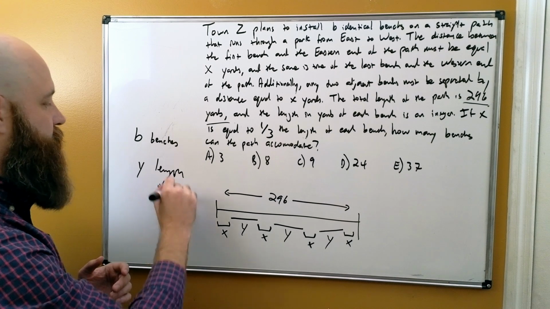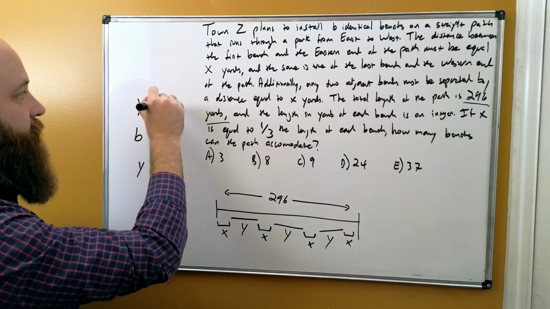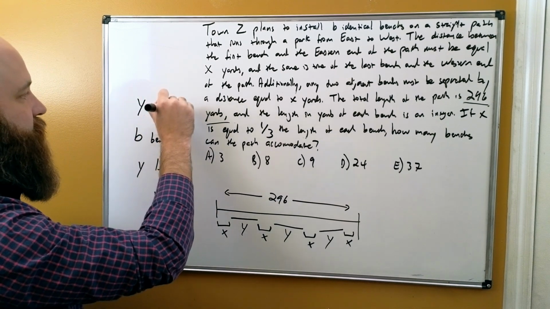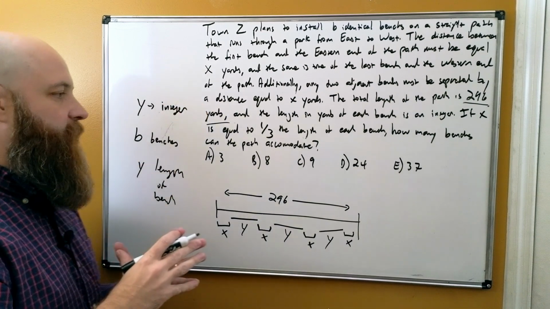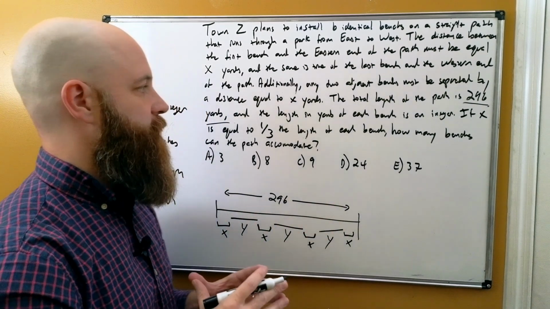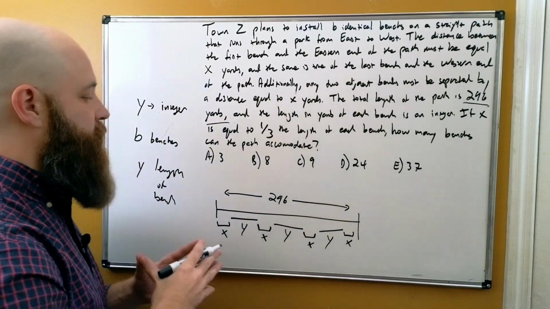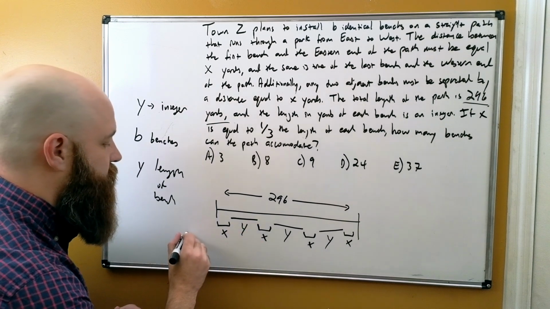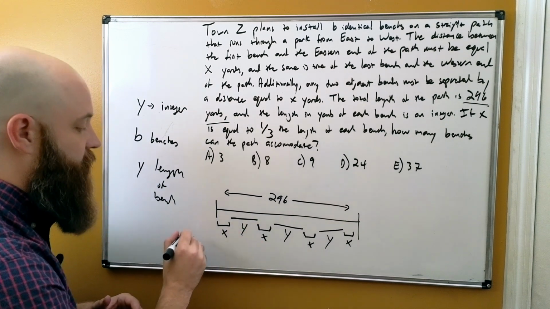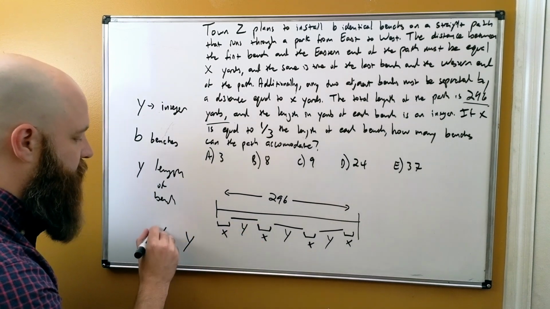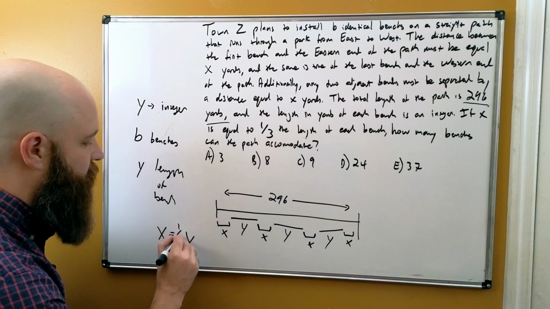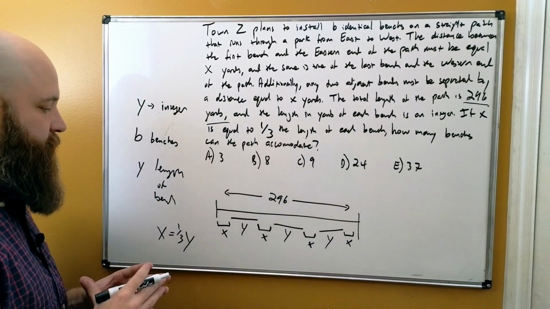Y is the length of these benches. And importantly, presumably, y is an integer. Okay, I'm not sure how that plays in yet, but maybe it'll become important later on. And they also tell me that x is equal to 1/3 the length of the bench. So I could say x is equal to 1/3 y, y being the length of the bench.